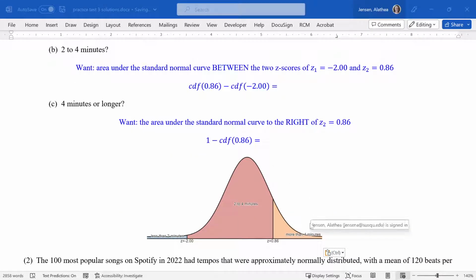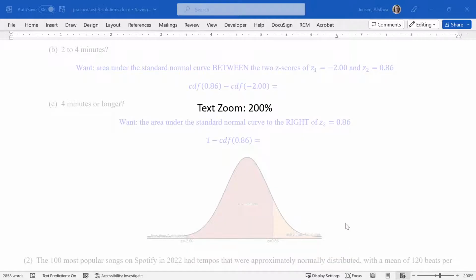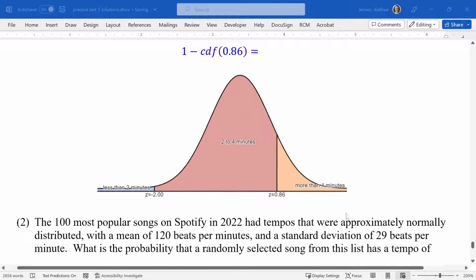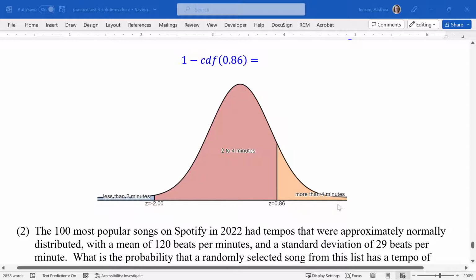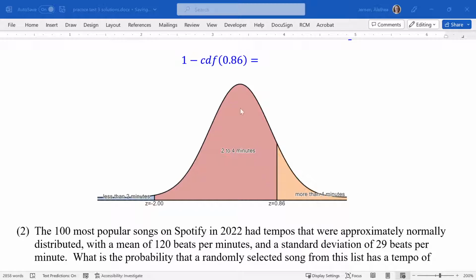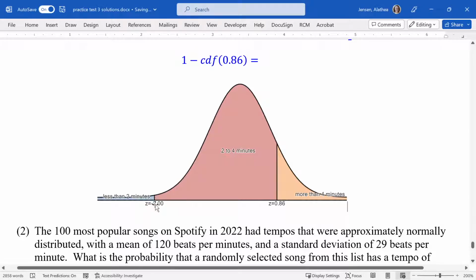Okay, so here's a picture that I made for you guys of what it is that we're actually looking for. So here's the entire standard normal curve, and we assume that the Spotify song lengths are distributed with a histogram that looks similar to this. It looks approximately like this. So the z-score for 2 minutes is here at z equals -2. The z-score for 4 minutes is here at 0.86.